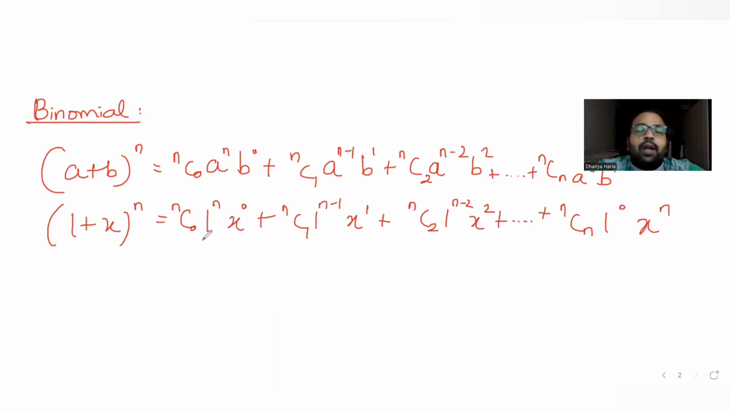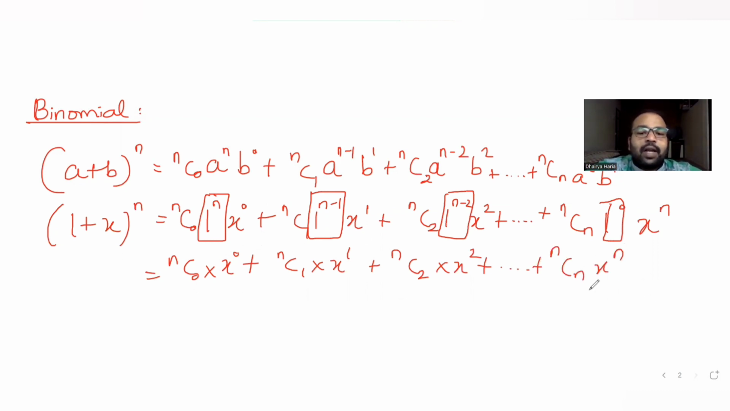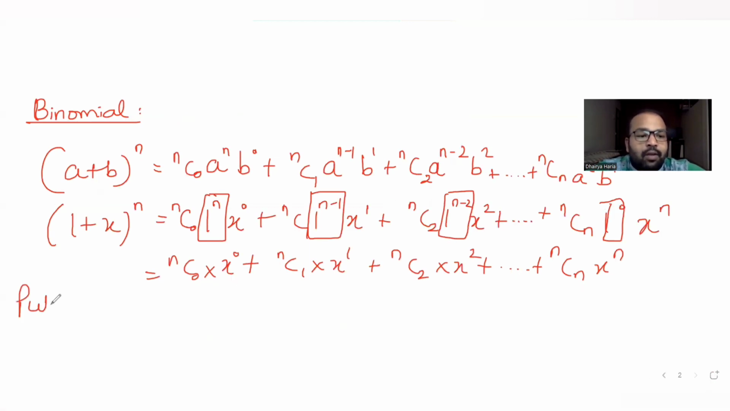Now 1 raised to anything is always 1, so all the elements which include 1 are multiplied by 1 and we get the same respective element. So we do not write it here. It is nC0 into x raised to 0 plus nC1 into x raised to 1 plus nC2 into x square, and this goes on till nCn x raised to n. Now if you compare this entire expression with this element, instead of x we have 3 for every element. So let me put x as 3 here.